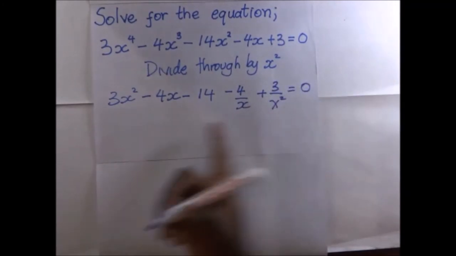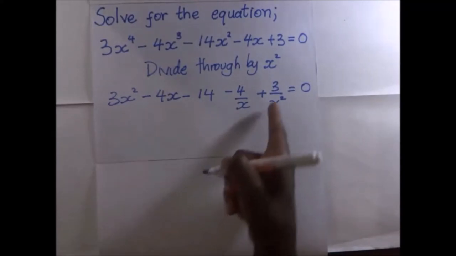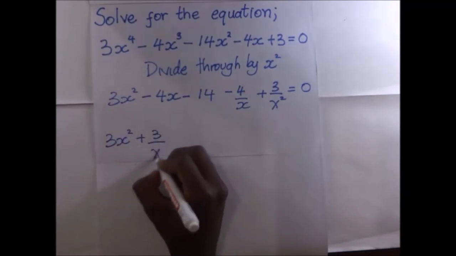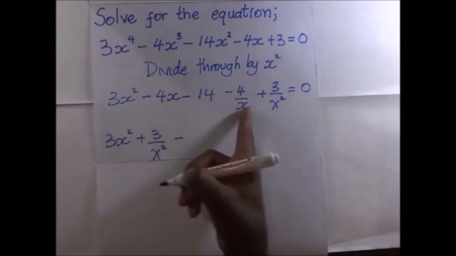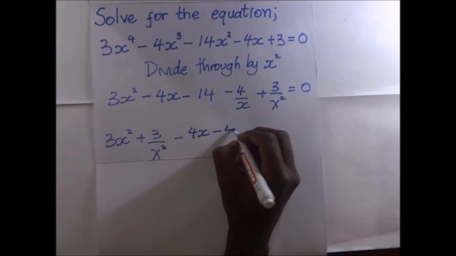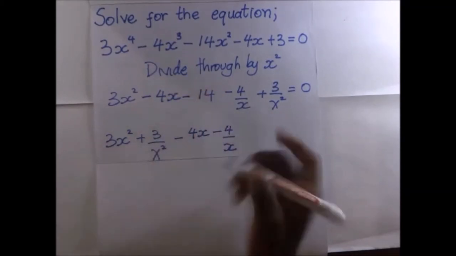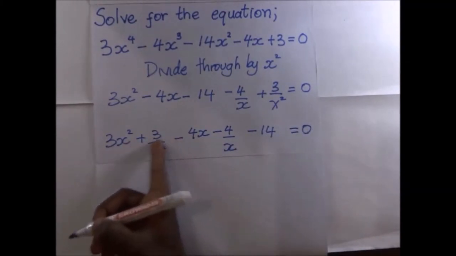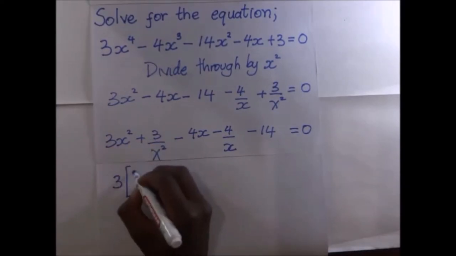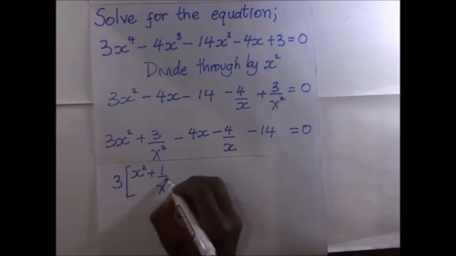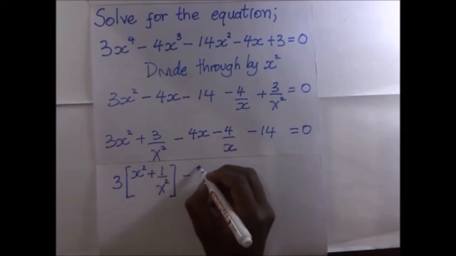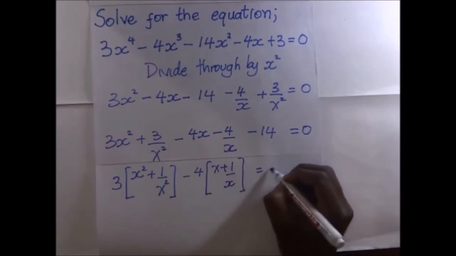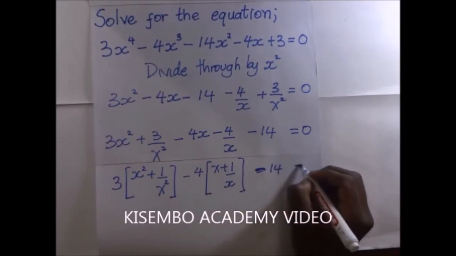is equal to 0. So now from this we collect like terms. We put those that are squared together: 3x squared plus 3 over x squared, minus those terms that have only x, minus 4x minus 4 over x, then the whole numbers alone, minus 14, is giving us 0. So we factorize this out here. 3 is the common term, 3 into x squared plus 1 over x squared, minus 4 is the common term here into x plus 1 over x, minus 14, is giving us 0.